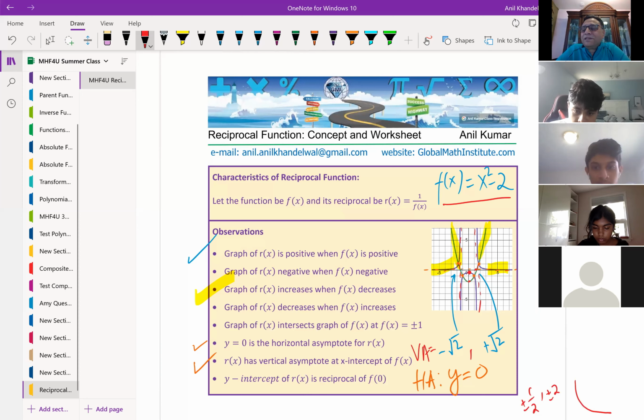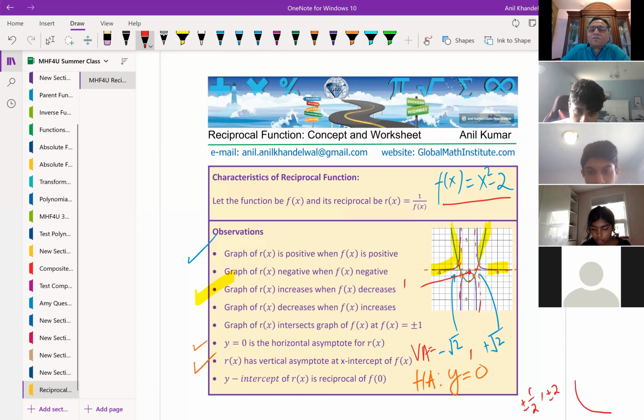You get the idea? Yes. So the y-intercept of R of x. So R of x is denoting the reciprocal, right, sir? Yes. So in this case, where would we see the y-intercept of the reciprocal? Here, reciprocal half.